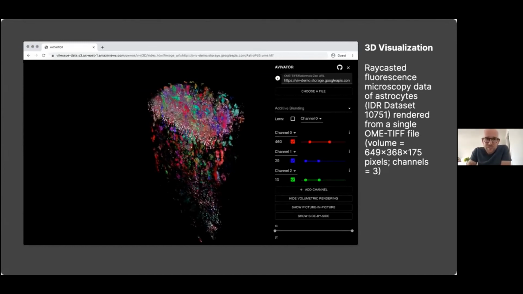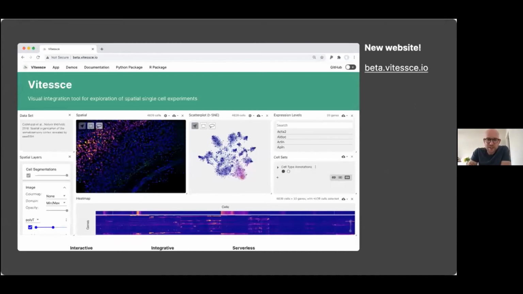And I just want to maybe point you to the website. There's a new website for this tool. If you're interested in this project, you can check it out. You can play around with it. As I said, you can write some R code, Python code, whatever you want. There are plenty of examples as well.